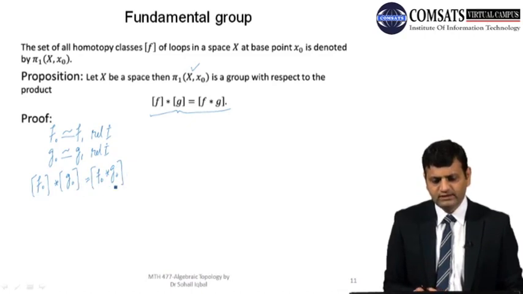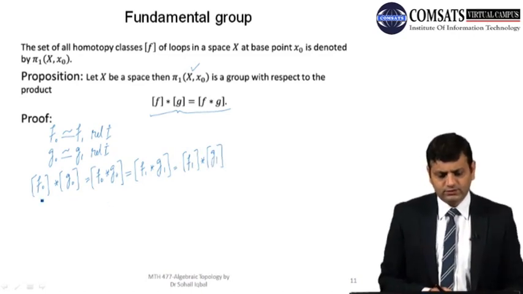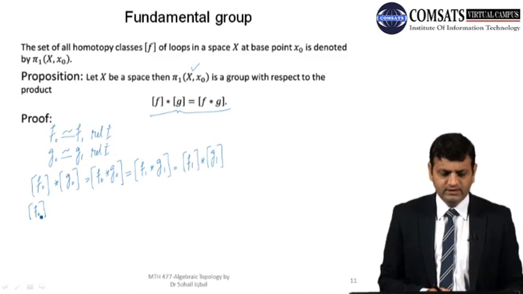So we have to show that this is equal to f1 star g1. Why do we need to show this? When I consider the path class of f naught, it contains all those functions which are homotopic to f naught. Of course, when I say homotopic, it means relative homotopic.